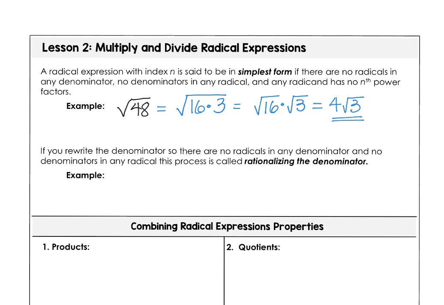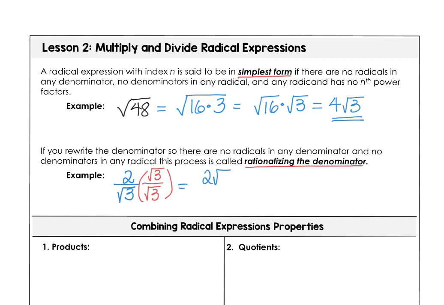Then when we rewrite a denominator, let's say we had an example where we had 2 divided by the square root of 3. We want to rationalize the denominator. And to rationalize a denominator, you want to create a perfect square in the denominator so that your end result has no radical in the denominator.